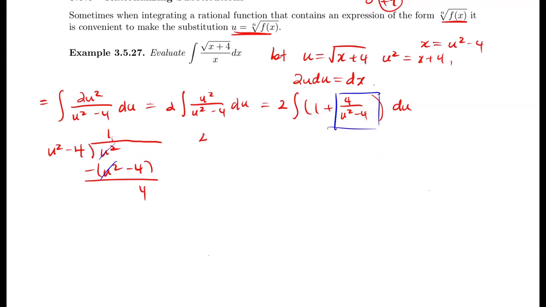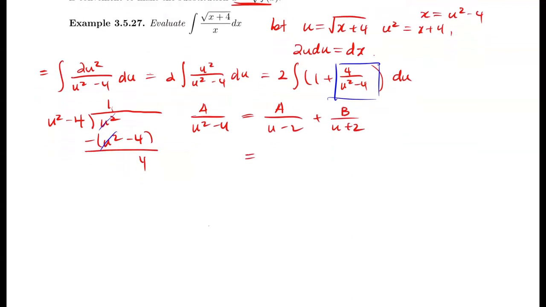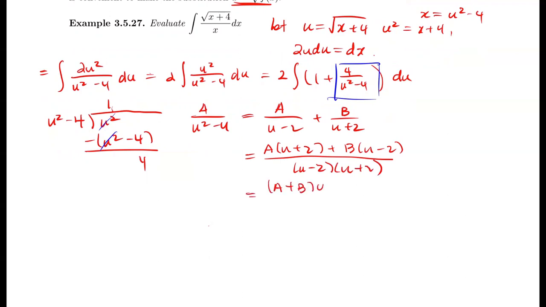So we would have 4 divided by u squared minus 4, which by partial fractions would be a divided by u minus 2 plus b divided by u plus 2. So find the common denominator. We would have a times u plus 2 plus b times u minus 2, divided by u minus 2 times u plus 2. So that would be a plus b times u plus 2a minus 2b, all divided by u minus 2 times u plus 2.